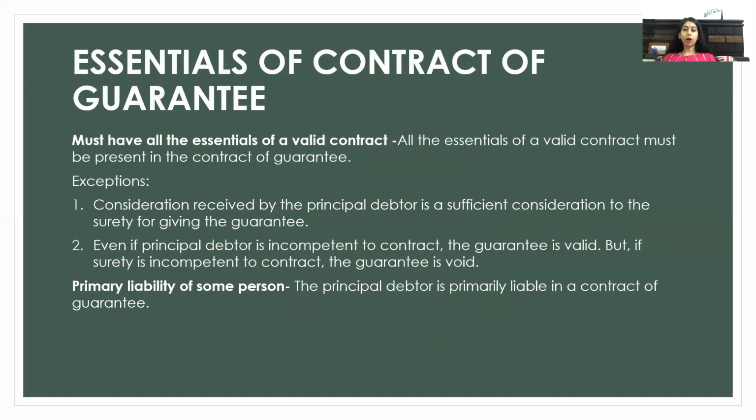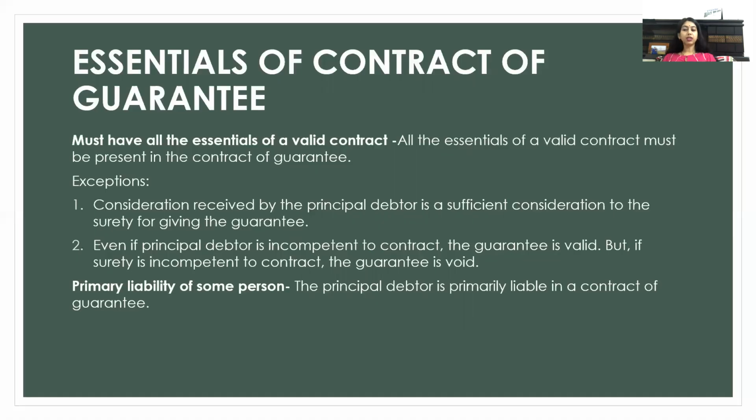Next, going forward, let's look at the essential elements of the contract of guarantee. First and foremost, it should have all the essential elements of a valid contract given under section 10 of the Indian Contract Act 1872. But it has two exceptions. Consideration received by the principal debtor is sufficient consideration to the surety for giving the guarantee. Second, even if the principal debtor is incompetent to contract, the guarantee is valid. But if the surety is incompetent to contract, then the guarantee is void.